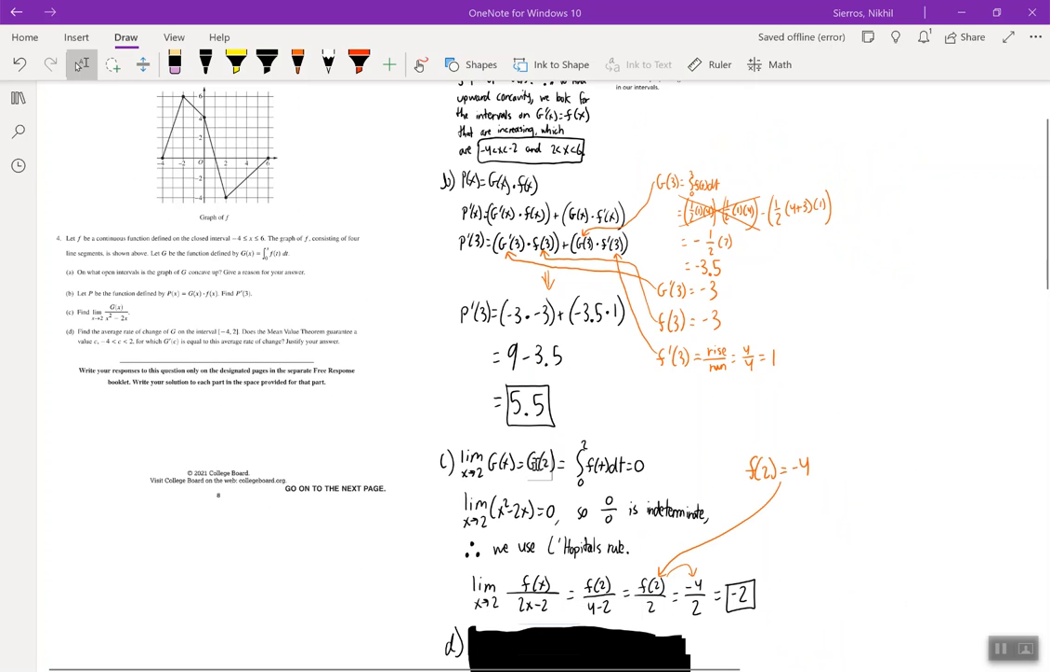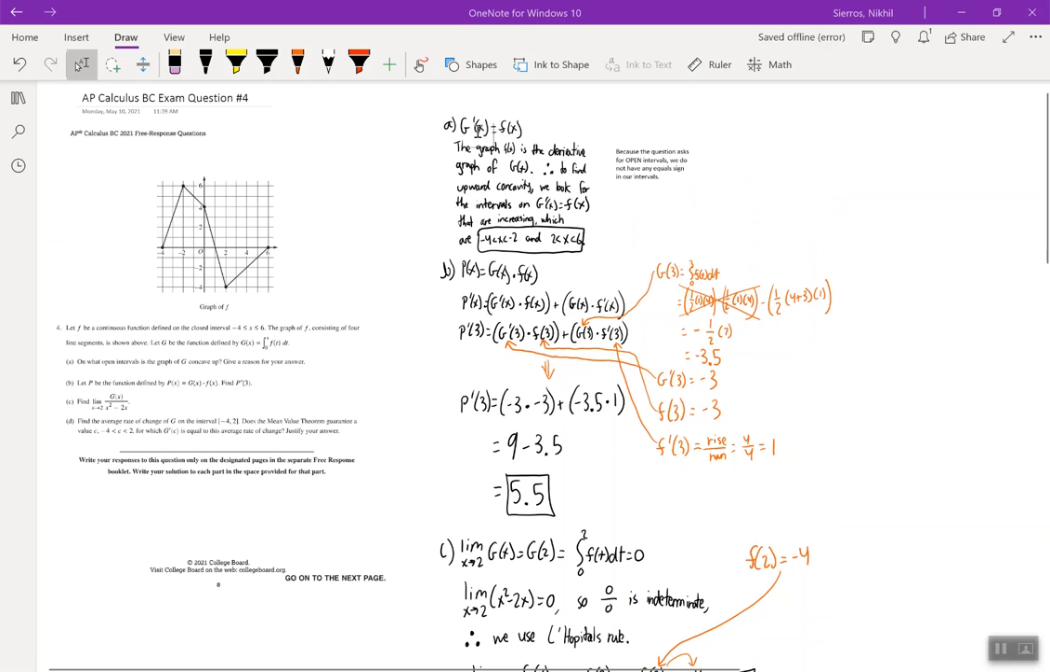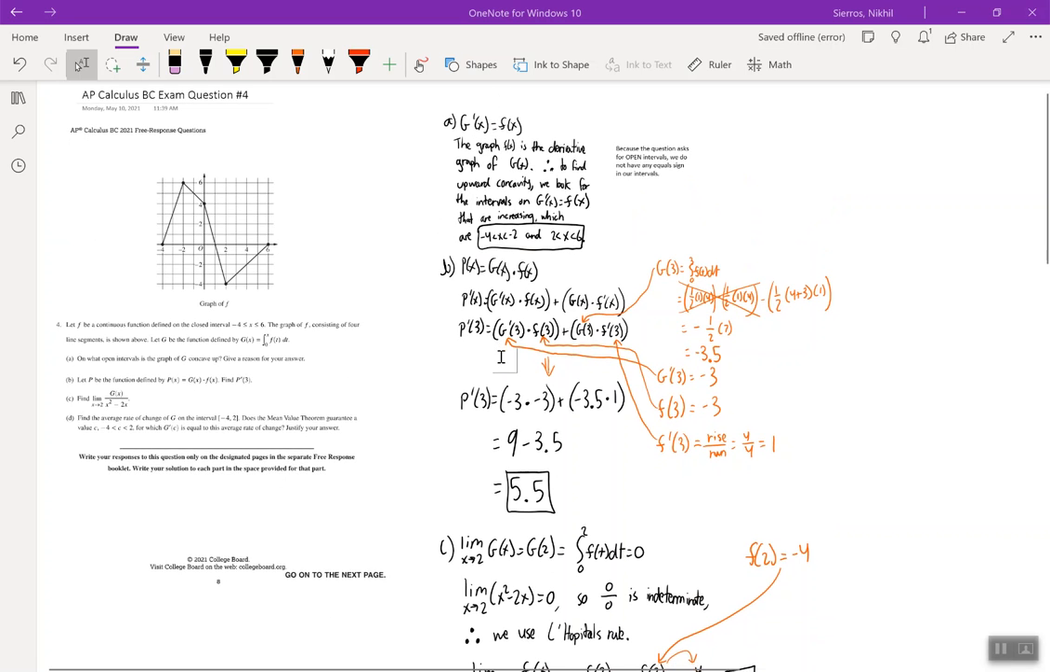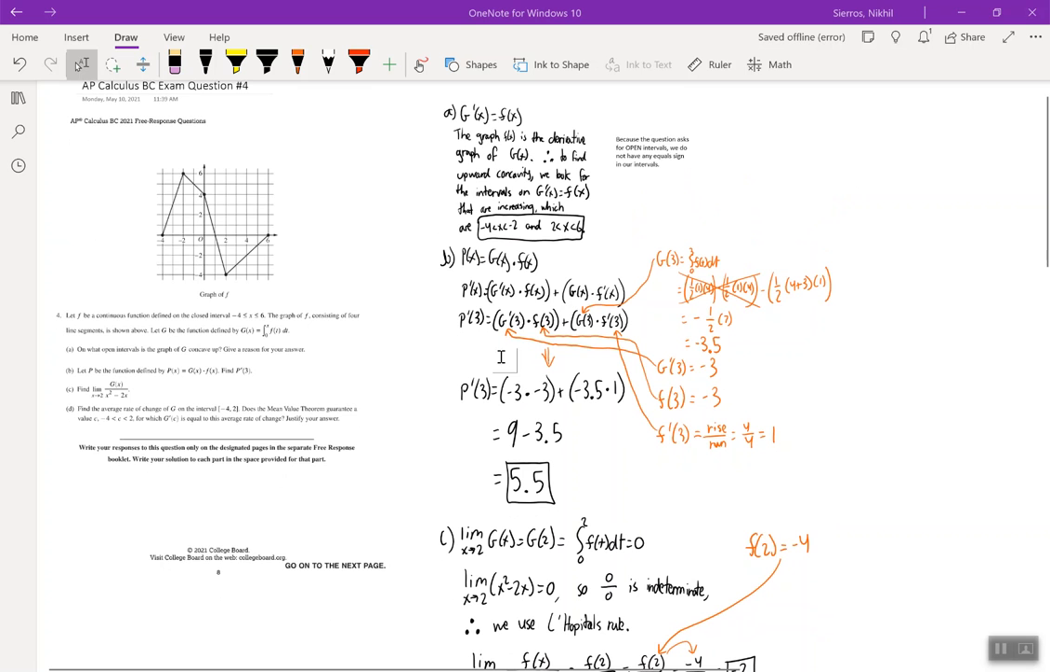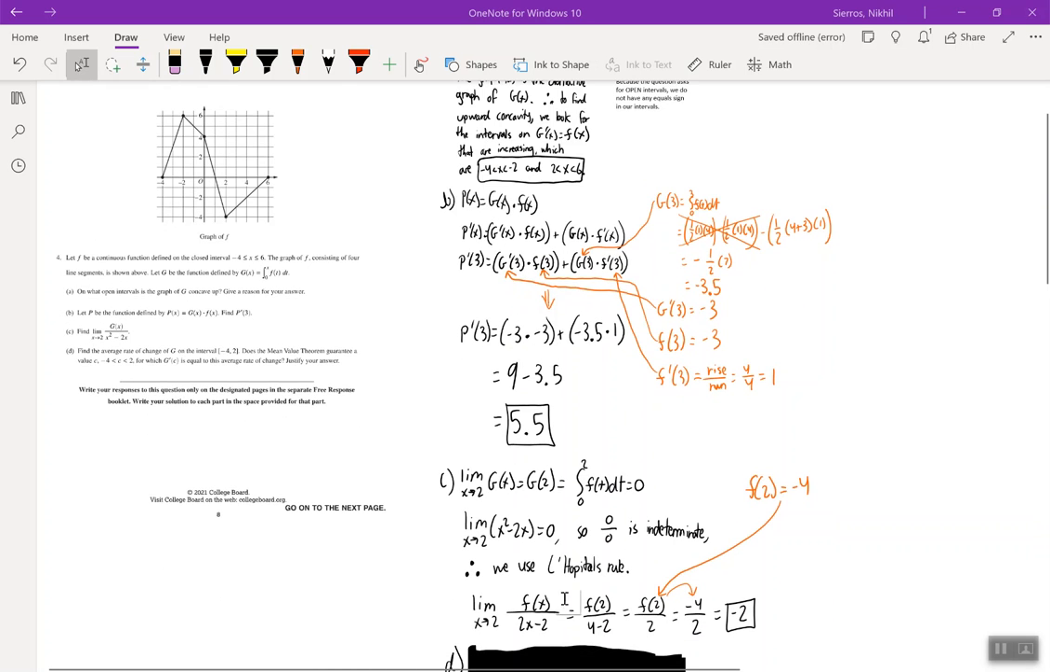In L'Hopital's rule, we take the derivative of the numerator and the derivative of the denominator. And so we'll be left with the limit as x approaches 2 of f of x over 2x minus 2, because remember, as we said above, g prime of x is equal to f of x. So the derivative of g of x is g prime of x, which is equal to f of x. So that's why we put f of x in the numerator here. And then the derivative of the denominator, x squared minus 2x, is equal to 2x minus 2.